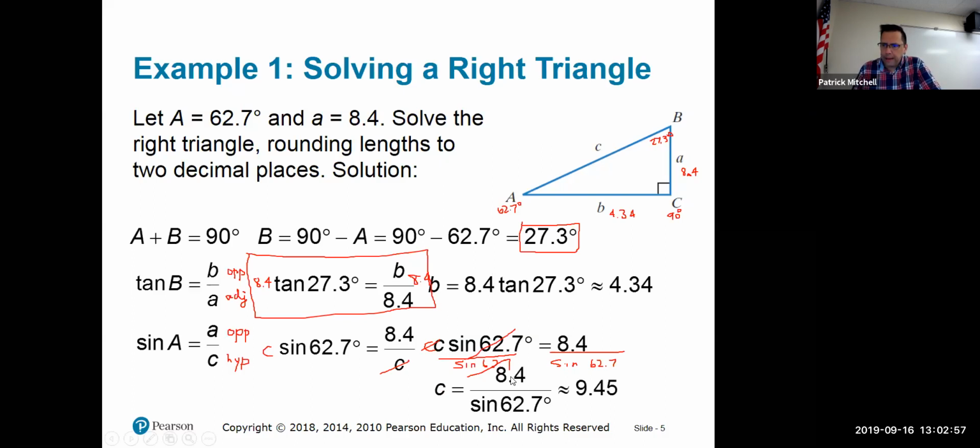C is equal to 8.4 divided by the sine of 62.7 degrees, which is about 9.45. And then as a final check, you can check that these three numbers for the three sides fit the Pythagorean theorem. You might want to just check that 8.4 squared plus 4.34 squared is equal to 9.45 squared.